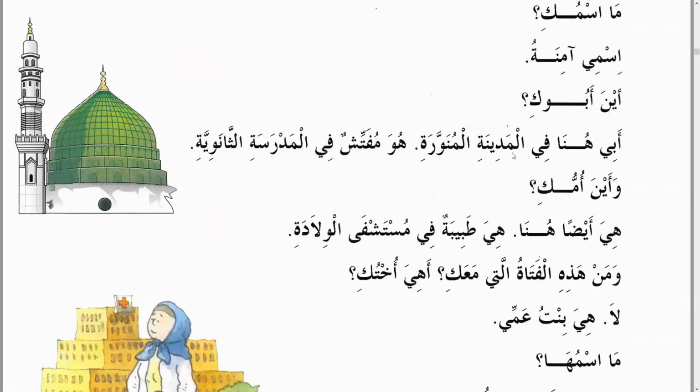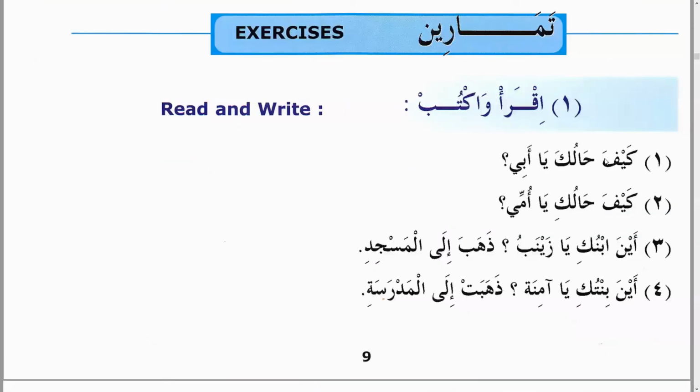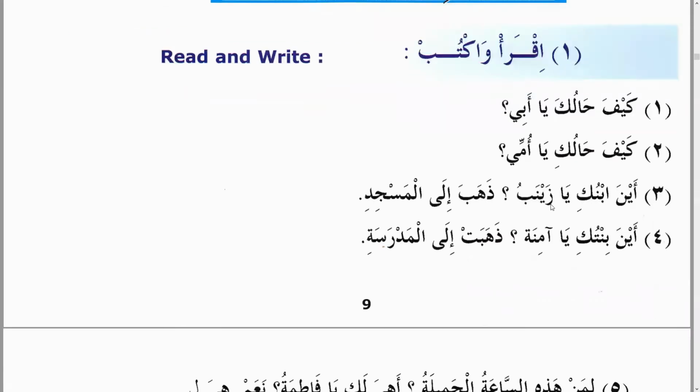أنا بخير والحمد لله. He can say, أنا بخير والحمد لله. I'm fine. كيف حالك؟ So when you're speaking to your mother, you say, كيف حالك؟ How are you, oh mother? So أنا بخير والحمد لله. I'm fine, الحمد لله. أين ابنك يا زينب؟ Where is your son?